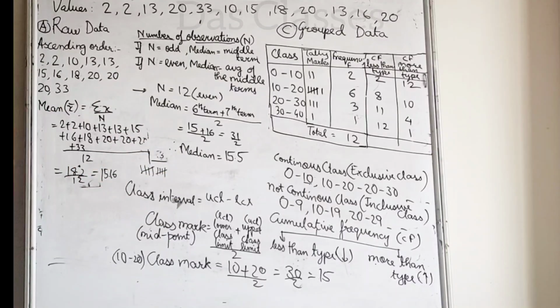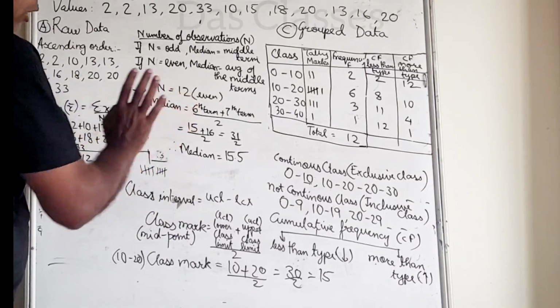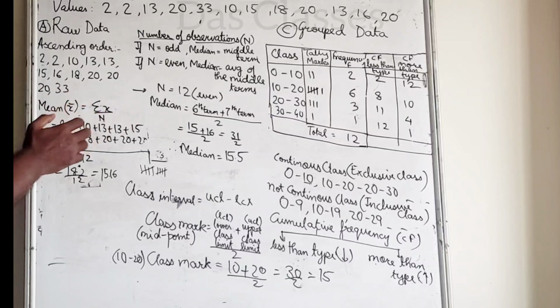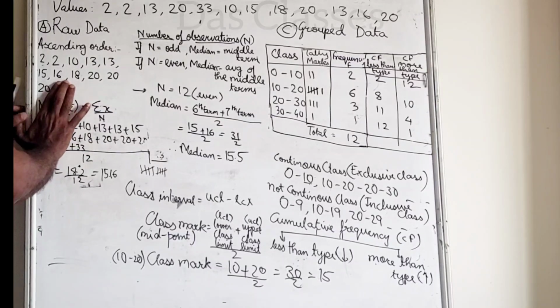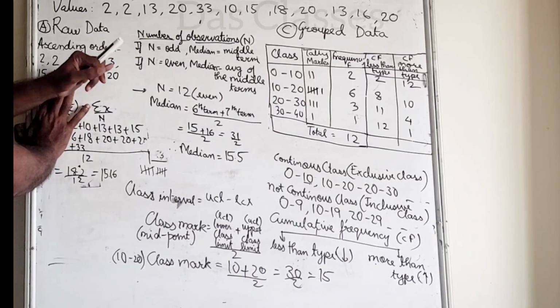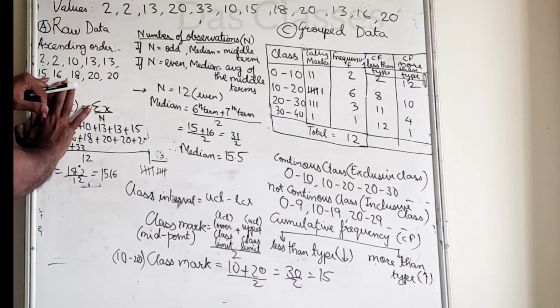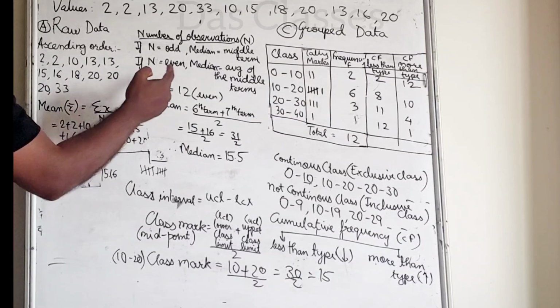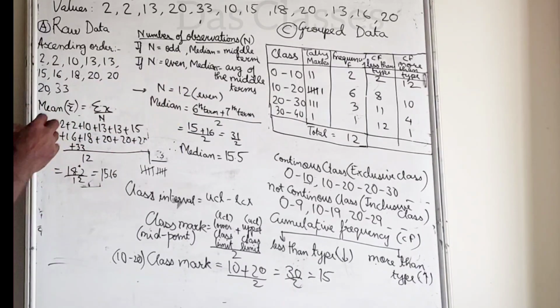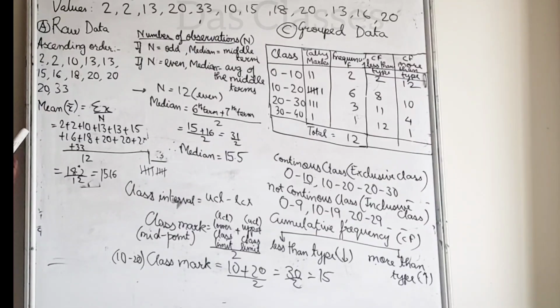Just consider that in this example, the number of observations were odd, which makes it very easy to calculate the median. Just imagine that there were only 11 terms. In that case, the middle term is going to be the 6th term. So I'm going to directly write median, n is equal to 11, that is odd. So median is going to be the 6th term, that is 15. So that is how to calculate the median.